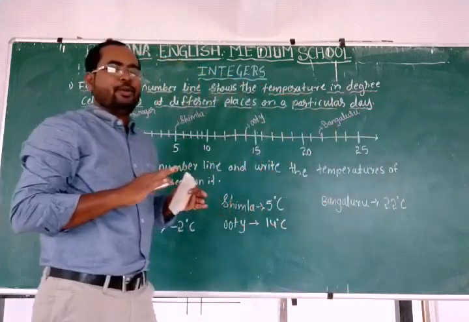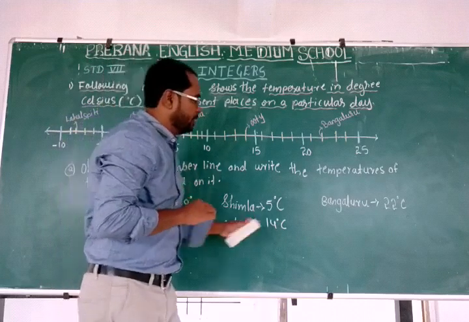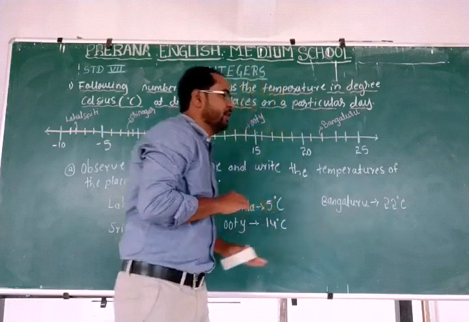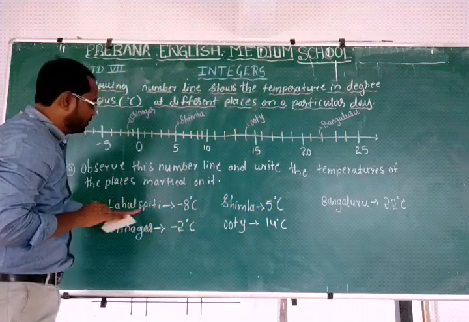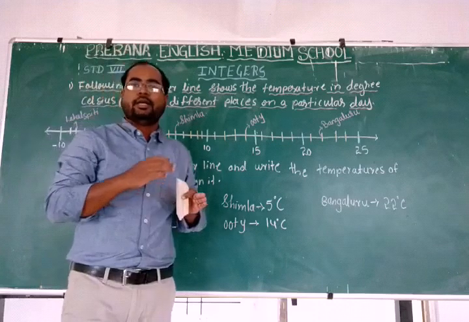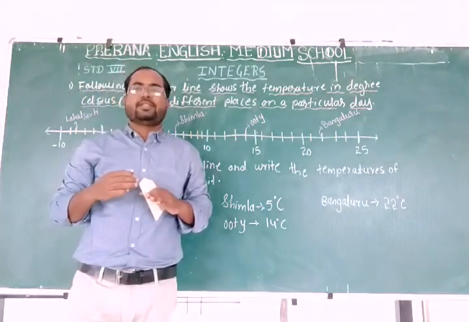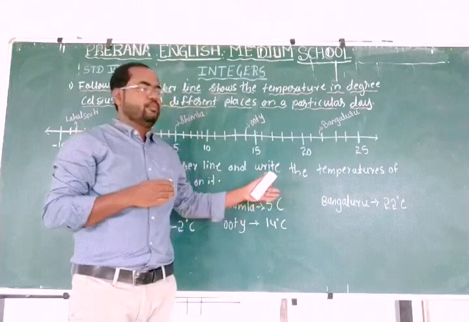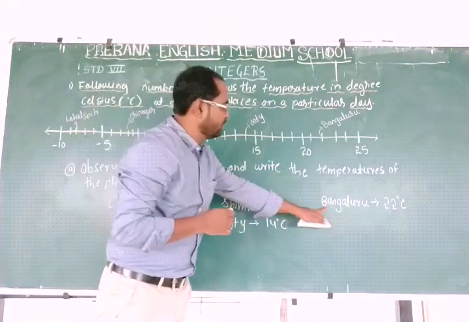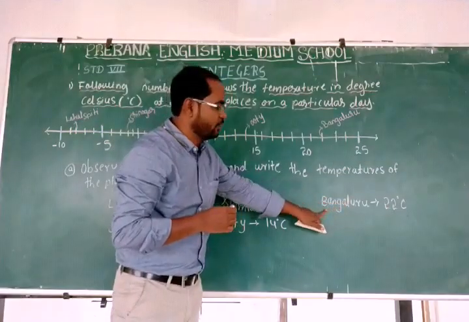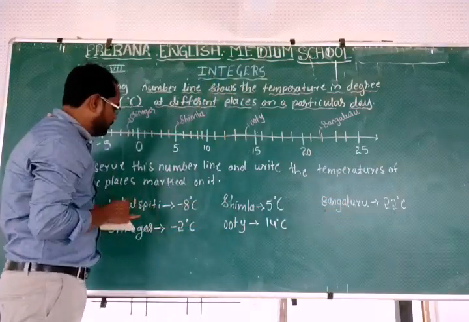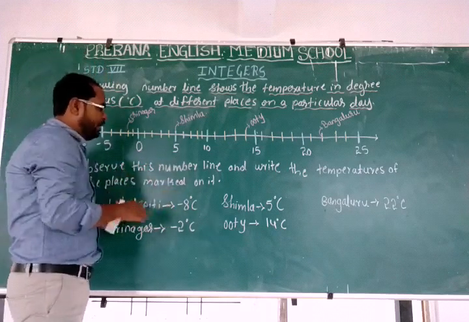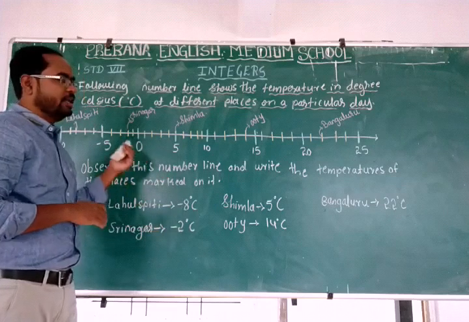See here, which one is the hottest place here? Bangalore will be the hottest place with 22 degrees Celsius, and which is the coldest place? Lahuspati, with -8 degrees Celsius. If it is in minus, it is the coldest place. If it is positive, then you will take it as the hottest place. So highest is Bangalore, 22 degrees Celsius. It is the hottest, and coldest is -8 degrees Celsius. So this is how you will identify the temperatures on the number line.